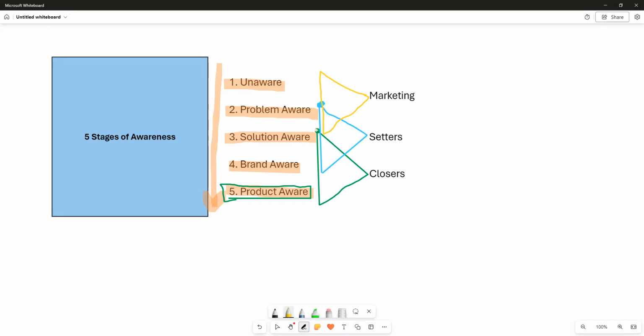Ideally, through that marketing, again, they're getting them down to brand aware. If a marketing team is getting every lead to brand aware, that is a world-class marketing team.